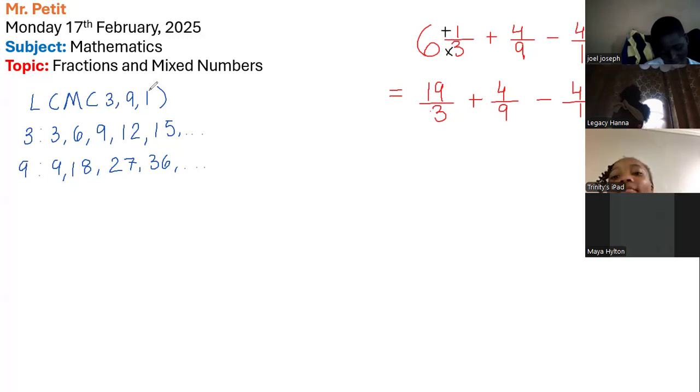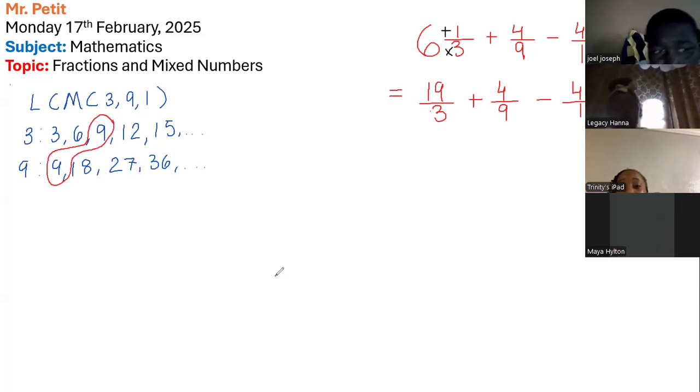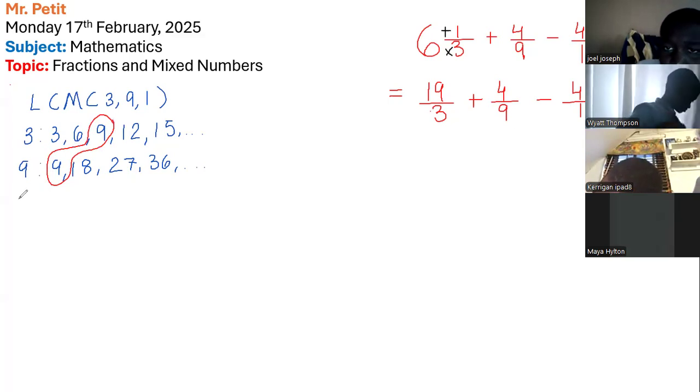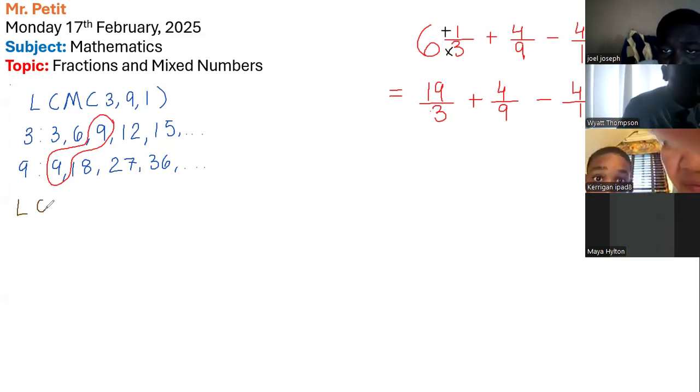Yes. I have a question. Go ahead, Trinity. I got my lowest. Lowest common multiple. What is the lowest common multiple? 9. Class, what did y'all get for the lowest common multiple? 9. Did anyone else get 9? I have a question. If we don't write our lowest common multiples, but we still get that wrong too? We don't have to write it.